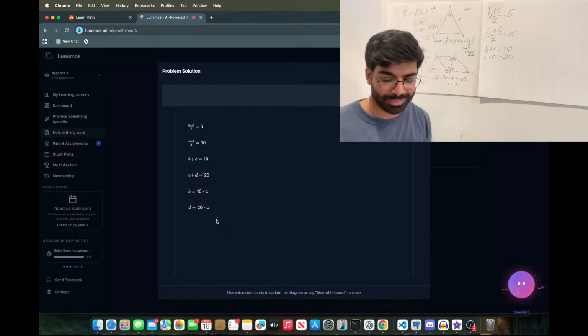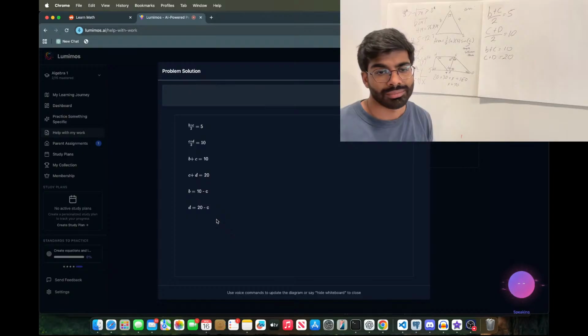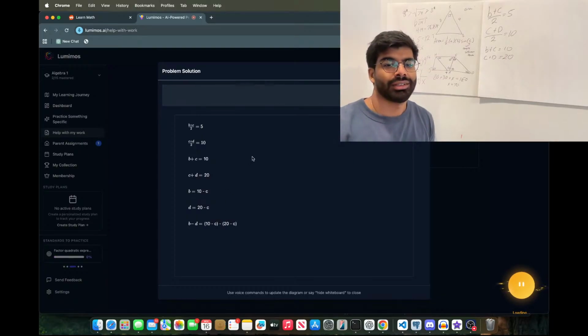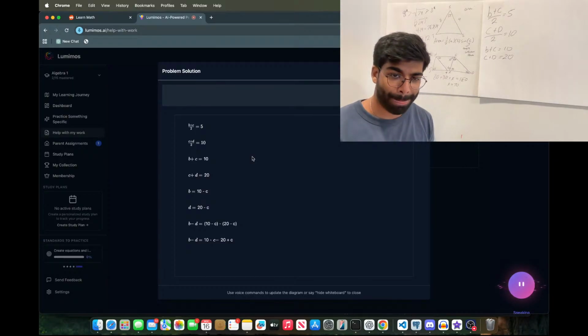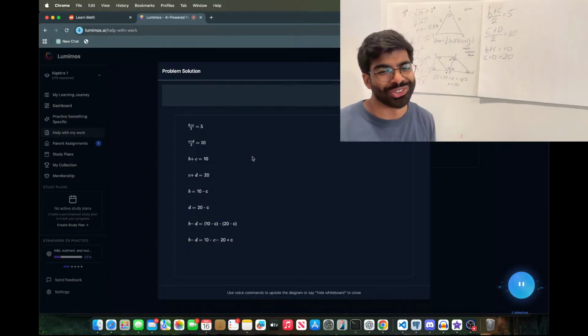Perfect! You've totally got the strategy. That's exactly what happened yesterday, and you remembered. So now let's calculate B minus D. Walk me through it. What do we get when we substitute these expressions? We'll get 10 minus C minus 20 plus C. Perfect. You distributed that negative sign correctly. That's the tricky part. Now when you combine the terms, what do you get? You get 30. No, wait. Oh my god. No. You get negative 10, negative 10.